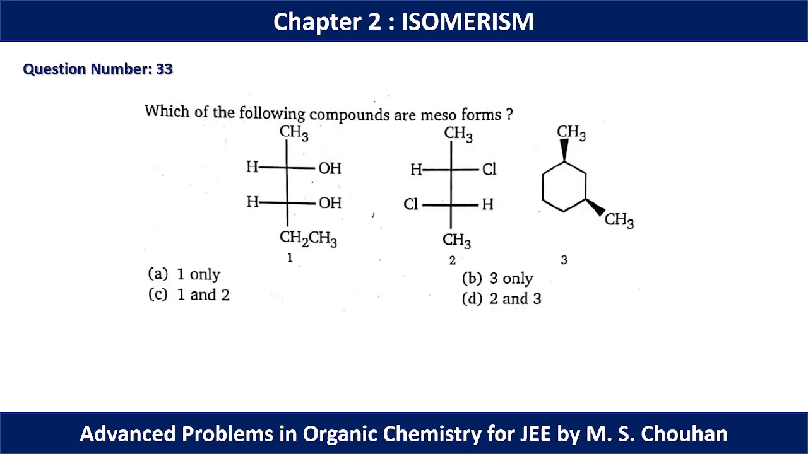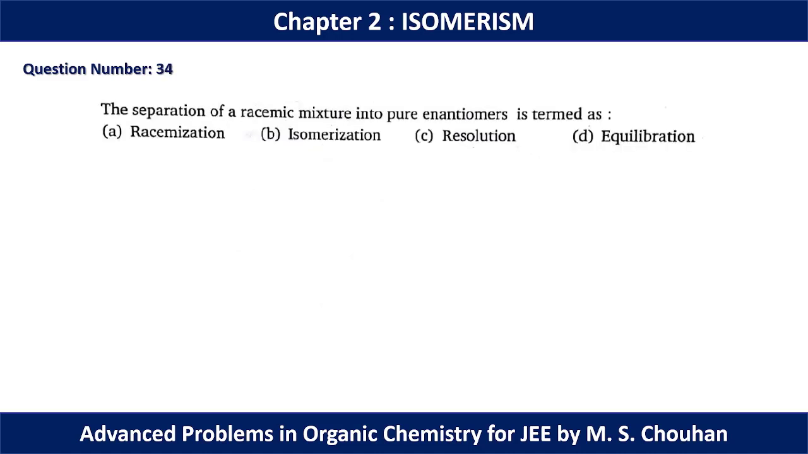In question number 33, which of the following compounds are meso form? Meso represents the presence of chiral center as well as sigma plane. So in the molecule 3, we have 2 chiral centers as well as a sigma plane. So for question number 33, only the molecule 3 is a meso molecule. So option B should be the correct option. In question number 34, the separation of racemic mixture into pure enantiomer is termed as, this is a method which is known as resolution. So for question number 34, option C should be the correct option.